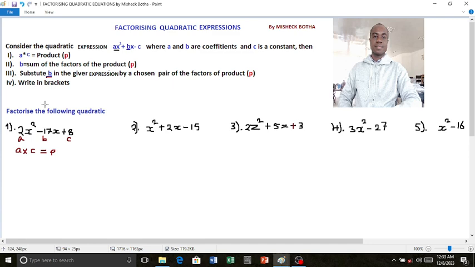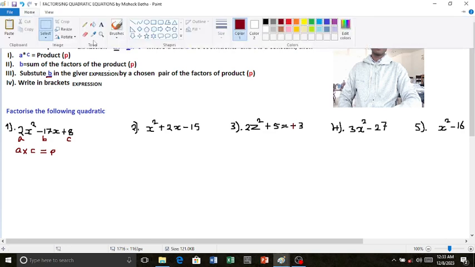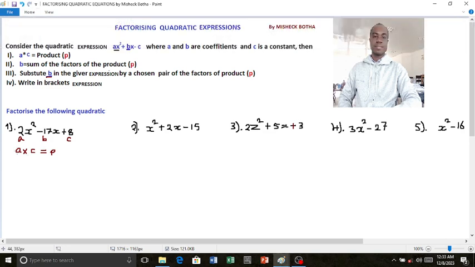From what we have there, which one is your a? From the first example, you can identify your a, your b, and your c. Our a in this quadratic expression is 2, because 2 is the coefficient of x squared, as you can see. We multiply that by c, the constant in this quadratic expression, which is 8, giving us the product of 16.